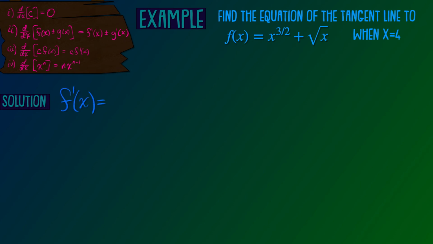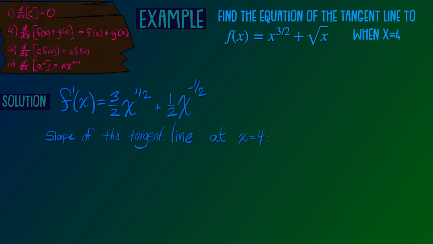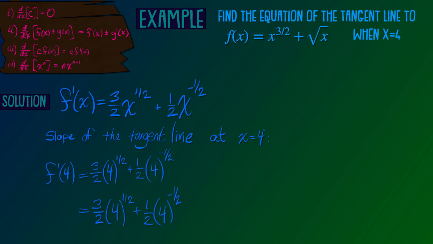So let's find the derivative. F prime is going to be, we bring down that exponent, and then we subtract 1. And x to the 1/2 is the square root of x. So it's going to be 1/2 x to the 1/2 minus 1, which is negative 1/2. And we're trying to find the slope of the tangent line at x equals 4. So f prime is the slope of the tangent line. We need to evaluate it at 4. So we get 13 over 4.